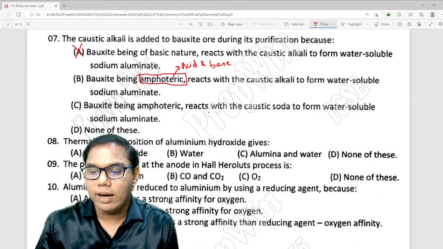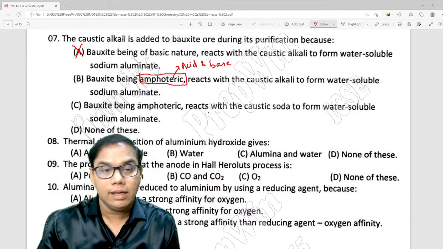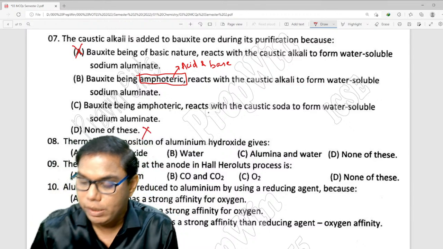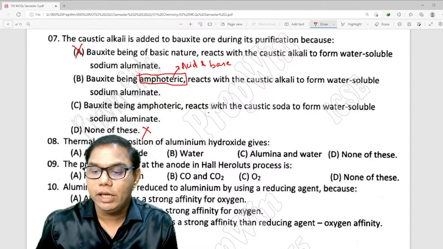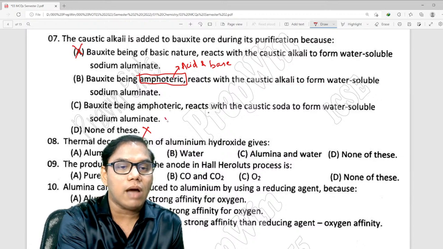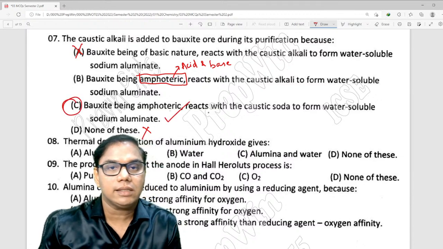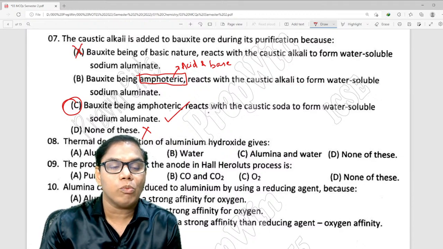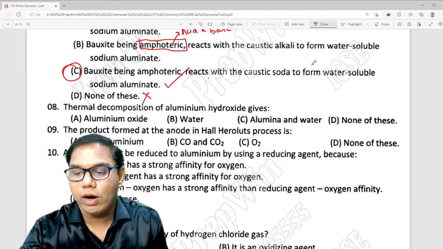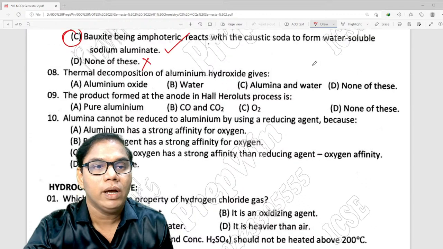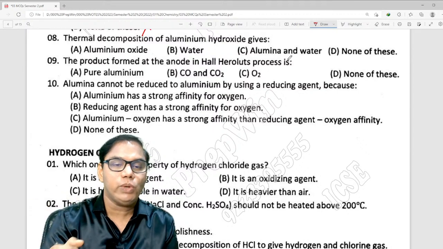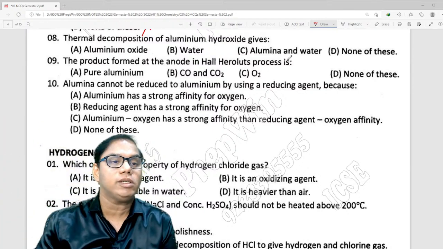Now what is the correct answer? Is it B? Is it C? None of these is also not the correct answer. Which is the correct answer, B or C? Yes, I could see many students are giving the correct answer. It is answer C: reacts with caustic soda to form water-soluble sodium aluminate. D cannot be an answer. Let me know if you want explanation, I'll explain this. But don't give wrong answers. Whatever mistakes we are making, abhi karenge, kal ek bhi mistake nahi karenge.